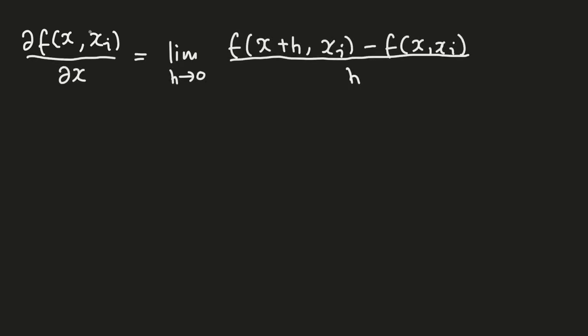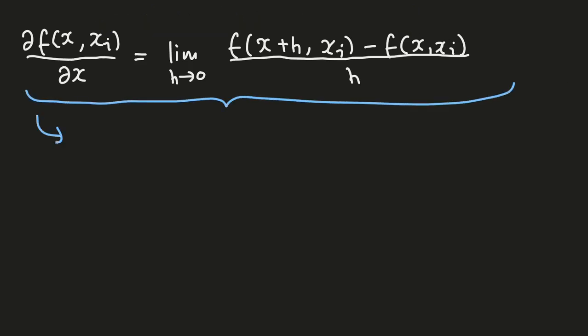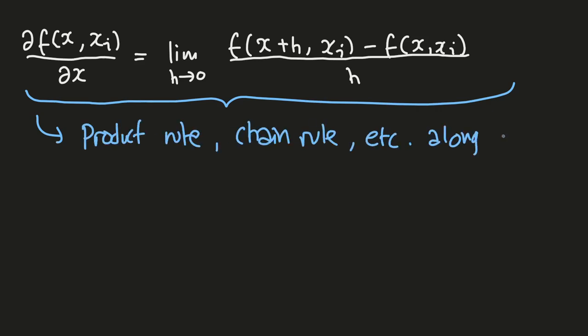So generally, I can rewrite the partial derivative for only x like this, where xi is another variable other than x itself, maybe x1, x2, or x0, or x negative 1, differing from x. That means this definition lets us use the product rule, chain rule, and so on along only x, just like usual in one variable.